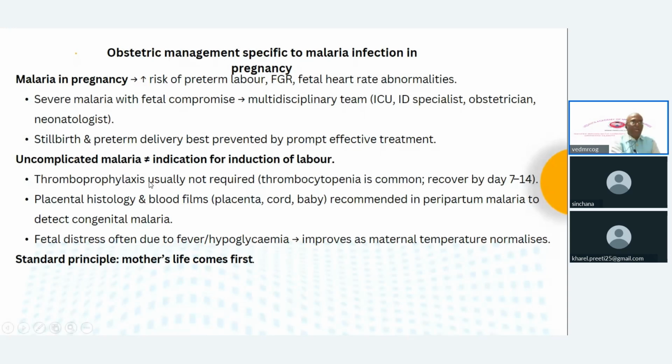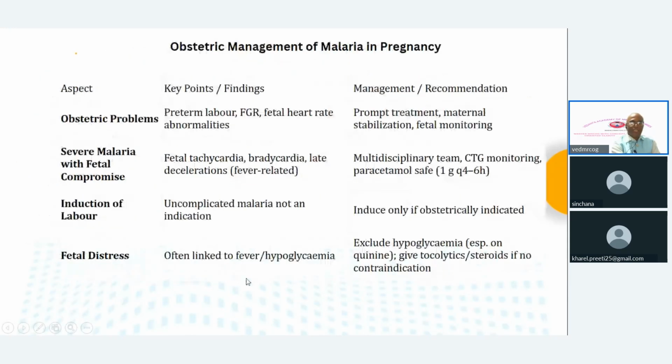Remember, thromboprophylaxis is usually not required because there is thrombocytopenia, and recovery generally happens in 7 to 14 days. Placental histology and blood films of placenta and cord are recommended in peripartum malaria to detect congenital malaria. So if you have got a case with a maternal history, you should always send the placenta for histopathology. Okay. Fetal distress is often due to hypoglycemia, and you need to correct the hypoglycemia as well as maternal temperature. Generally, it normalizes. Okay. So the standard treatment is that the mother's life comes first.